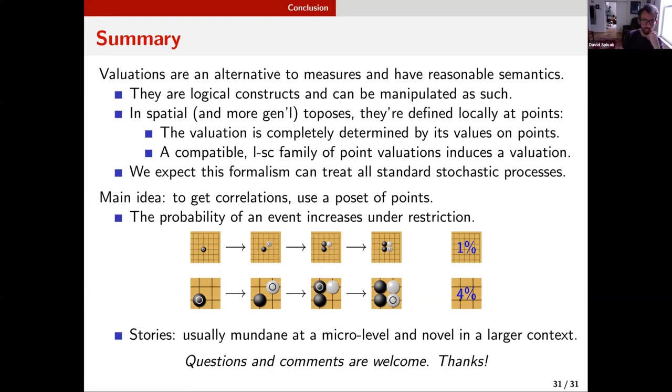But we expect that this formulation can treat all standard stochastic processes. So the main idea is that to get correlations, we need to use a poset of points and the probability of an event increases under restriction. So this sort of idea here. And so back to stories, something very mundane, just the sounds coming out of my mouth at a very micro level become novel when you look in a larger context. So thanks.